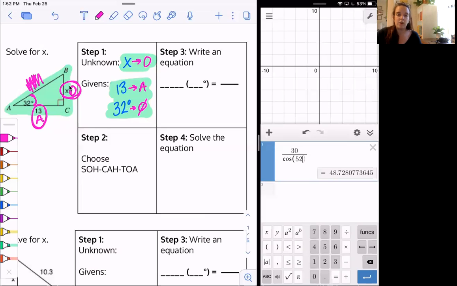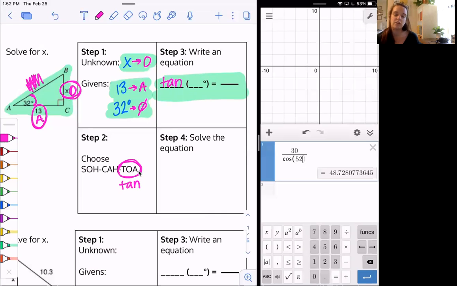Okay, so if we have O and A, do we want sine, cosine, or tangent? If we have O and A, which of these includes an O and an A? Tangent, yeah, good. Tangent, this one. So when we write our equation, we're going to use tangent to start.